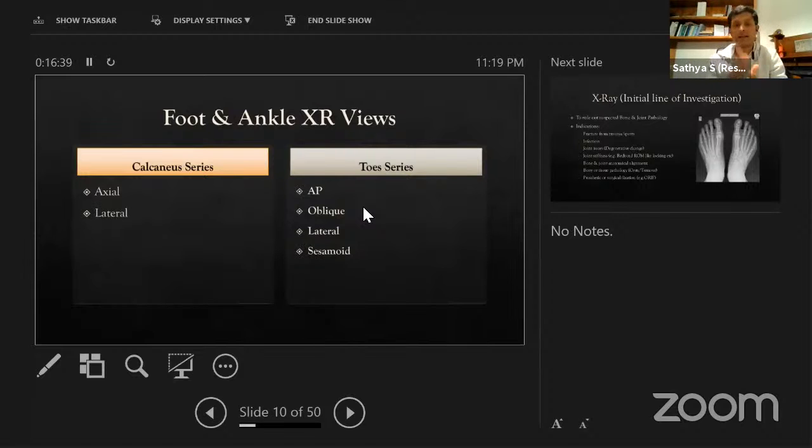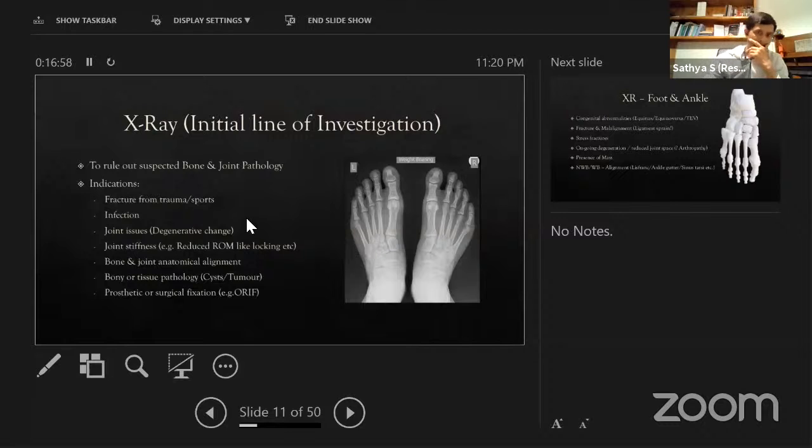Toe series are basically anterior posterior, with some oblique views, some lateral, and the sesamoid view, to understand if there is a person with a bipartite sesamoid or a sesamoiditis, or tarsometatarsal injuries, metatarsophalangeal injuries. They can be ruled out using these views. So X-ray is always the gold standard we try to follow for any foot and ankle problems. All the X-rays that I have provided here are from my patients, and some of them have been taken from websites as well, but I've ensured that my patients' X-rays are used on this platform.